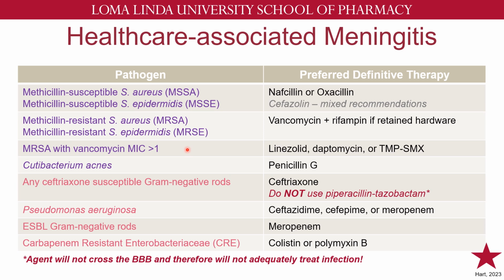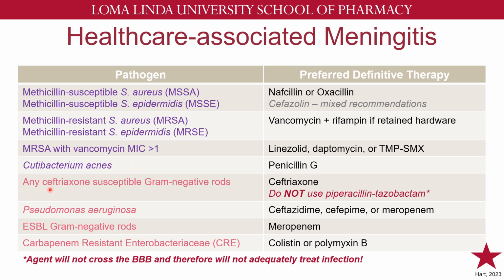For patients that have an MRSA with a vancomycin MIC of greater than 1, we worry that we can't overcome the infection with vancomycin alone. So we will have to shift gears and use something like linezolid, daptomycin, or Bactrim even. For Cutibacterium acnes, we will use penicillin G.